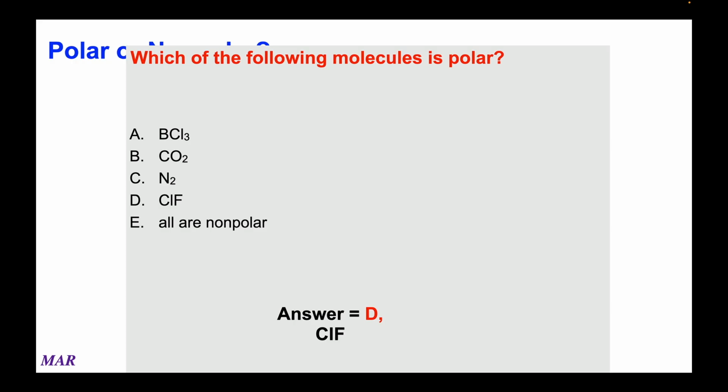Now, if there's two nitrogens like N2, they will cancel each other out because nitrogen pulls, but they pull equal and opposite. That's going to be nonpolar. And we've seen how carbon dioxide is nonpolar. Two double bond oxygens at 180 degrees, they cancel out. And boron trichloride, that boron has nothing but chlorine around it. That's going to be a nonpolar molecule as well.